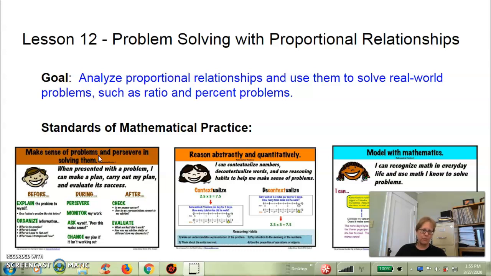First of all, make sense of problems and persevere in solving them. Right? We do have a few 2-step problems, some of them 3 maybe. That does require a little grit, so you've got to stick with it. Reason abstractly and quantitatively. So abstractly is more about working with equations, doing some algebra. Quantitatively is anything that has to do with numbers, and we're working with numbers, that's for sure. And then model with mathematics, right? I've got a couple types of models that we'll be looking at, some bar models and equations, and equations are actually a model.